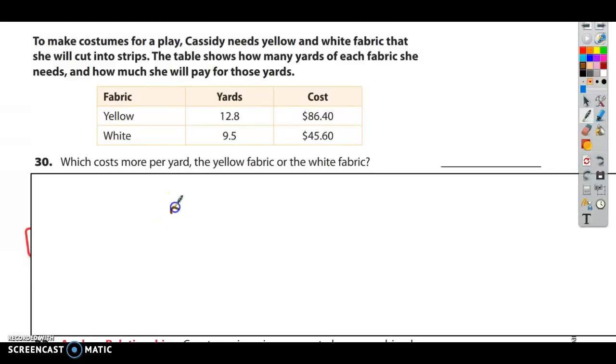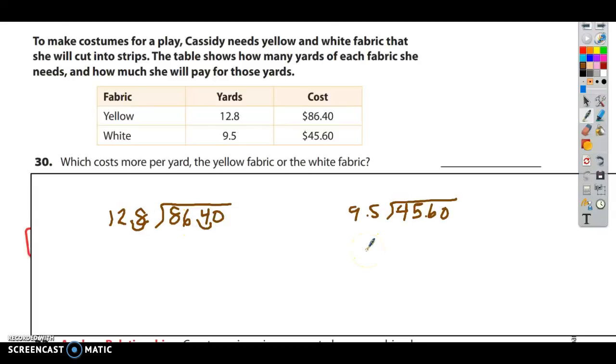So for the yellow, we're going to do 8640 divided by 12.8. And then for the white fabric, we're going to do 4560 divided by 9.5. In both cases, the divisor has a decimal, so I'm going to multiply it by 10 to make it a whole number. And what you do to the divisor, you have to do to the dividend. So now I've got 128 into 864.